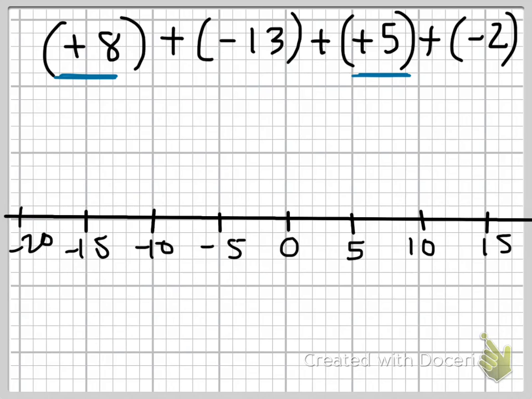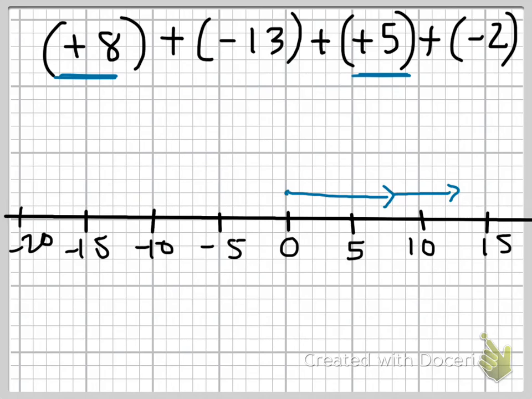So I'm going to start at the 0. I'm going to do that +8 first. So we go all the way to here. And I'm adding 5 more now. Now I know that that's going to be up to 13, so I'm going to do that 5 more. 1, 2, 3, 4, 5 to right here.